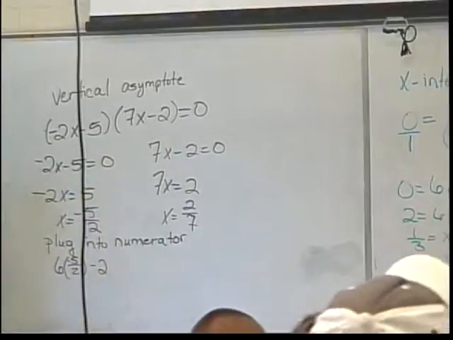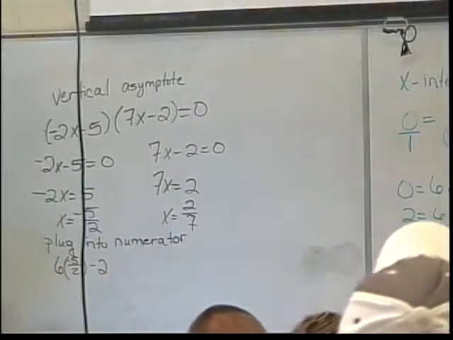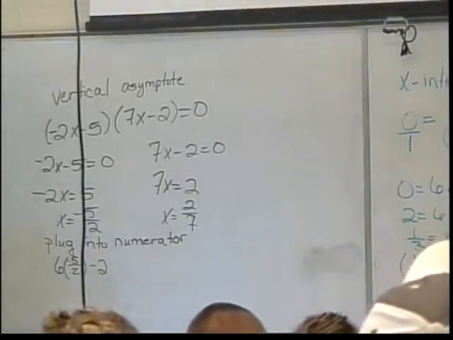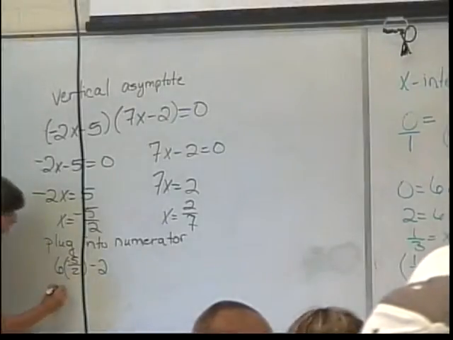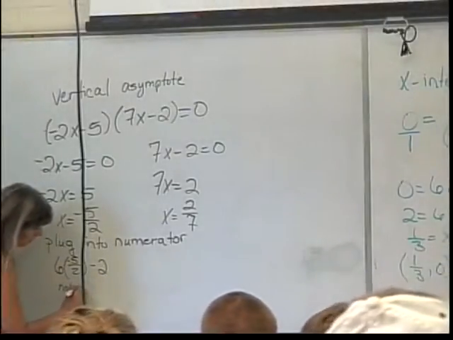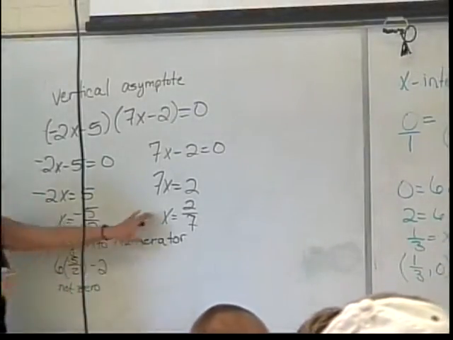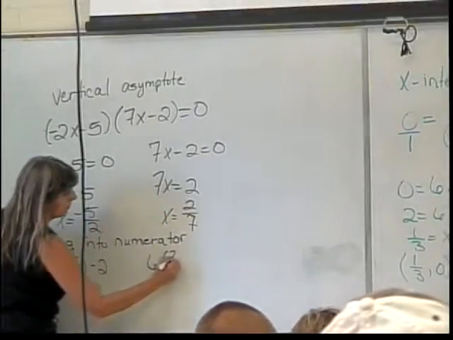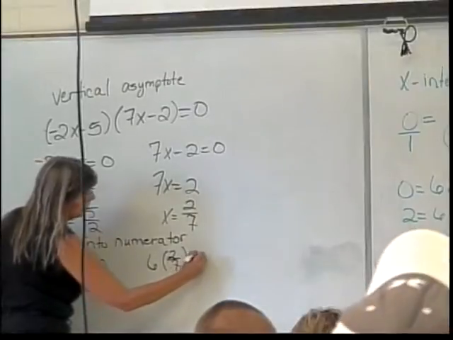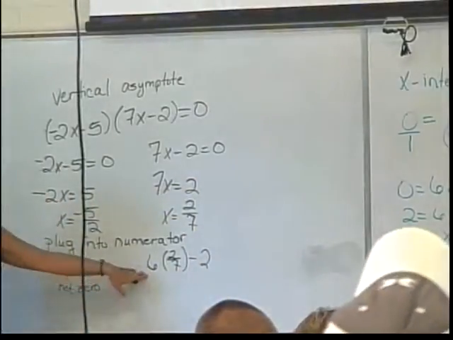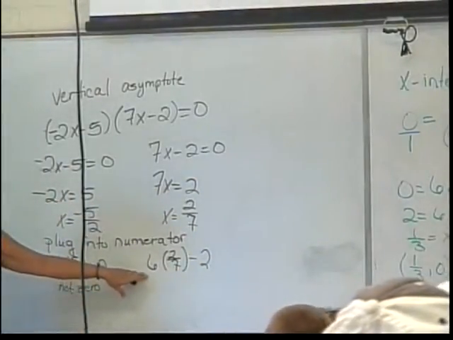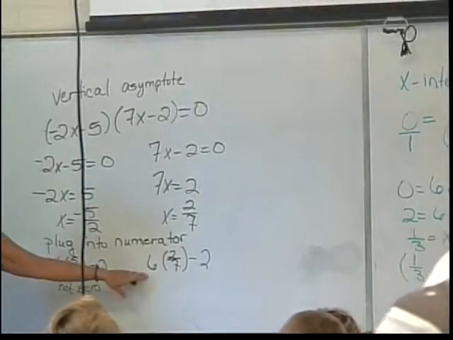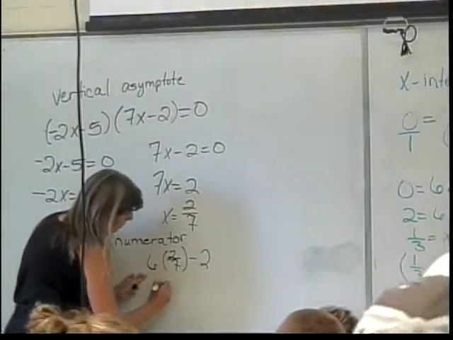Is that going to be 0? No, because I have another negative number minus 2. That's not 0. So I can just say not 0. That's enough. Do the same thing for 2 sevenths. I'll have 6 times 2 sevenths minus 2. Is 6 times 2 sevenths equal to 2? No, it's 12 over 7, so not quite 2. So this is also not 0.